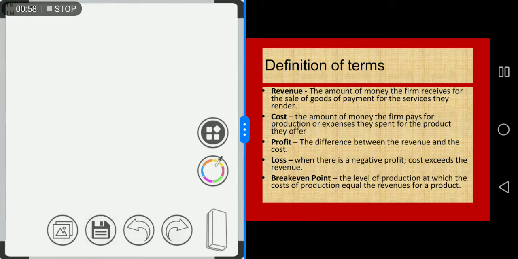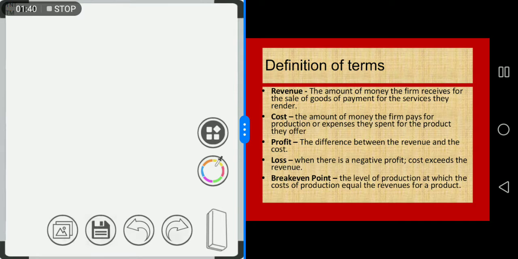So, when we say revenue, this refers to the amount of money the firm receives for the sale of goods or payment for the services they render. So, ano siya, yun yung nare-receive mo na bayad mula sa iyong mga customers. Then, for the cost, it refers to the amount of money the firm pays for the production of, or expenses they spent for, the product they offer. So, yung kumbaga yung ating puhunan, that's the cost.